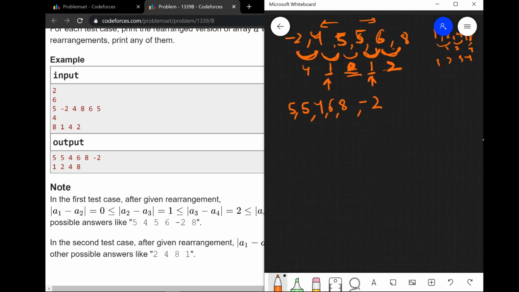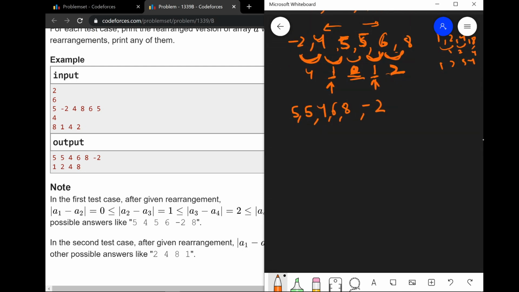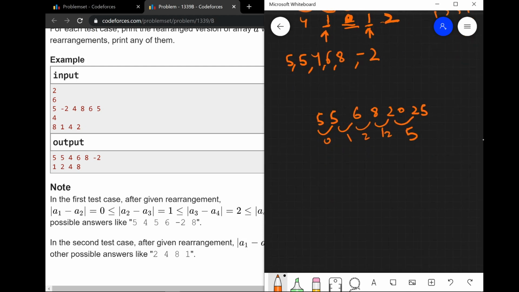Okay, so now what if these two are not equal? Like, let's suppose we have 5 5 here and 6 8 here, and here we have 20, here it's 25. So then how could this be done? So here we have 0, here we have 1, 2, 12, and then 5. Okay, so 5 and 5 definitely have to come first, and then 6 and 8.